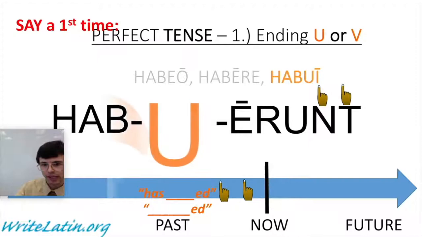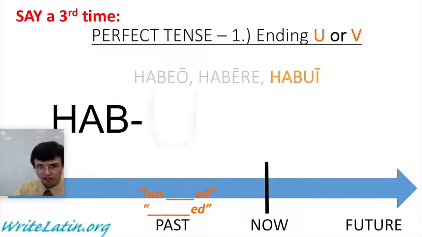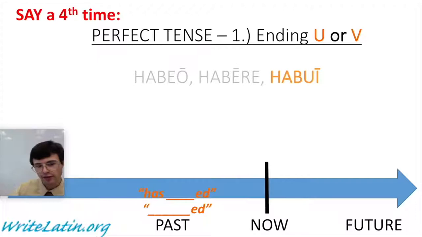And say it a second time. Habui, habuisti, habuit, habuimus, habuistis, habuerunt. And say it a third time. Habui, habuisti, habuit, habuimus, habuistis, habuerunt. Hopefully you can do the fourth time with your eyes closed, stopping the video, just from memory by now.